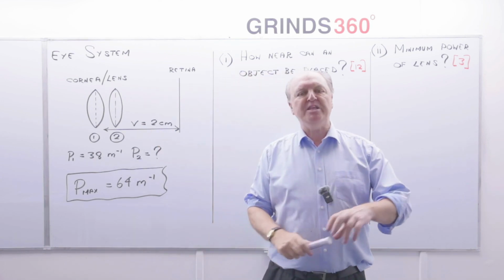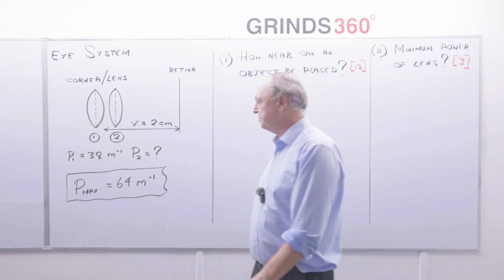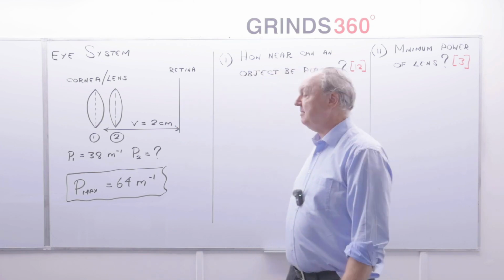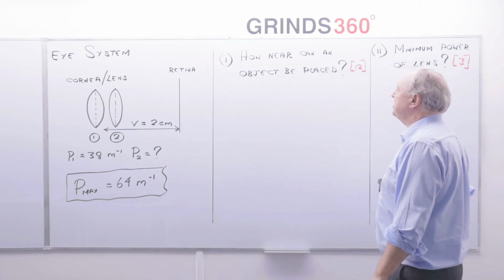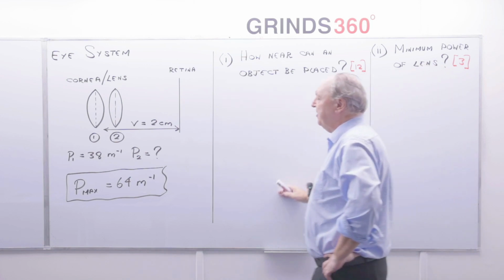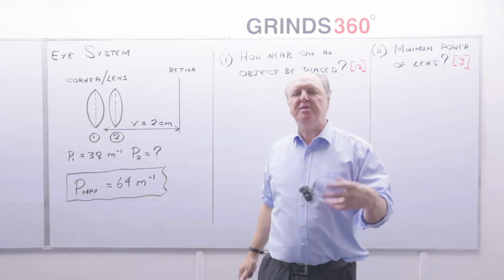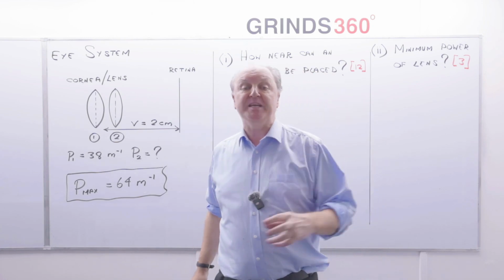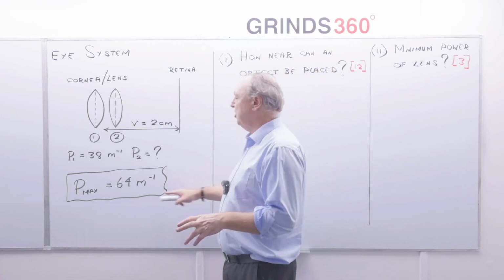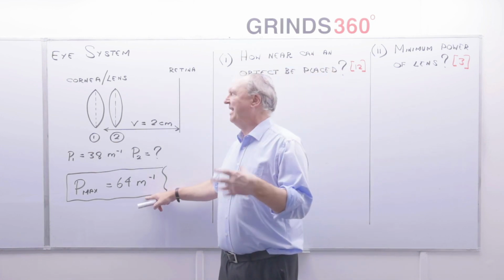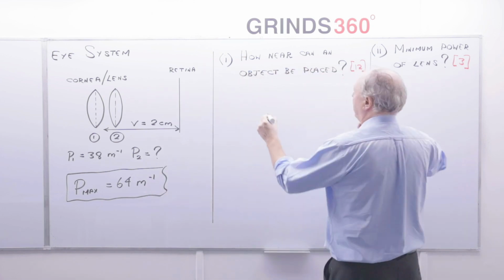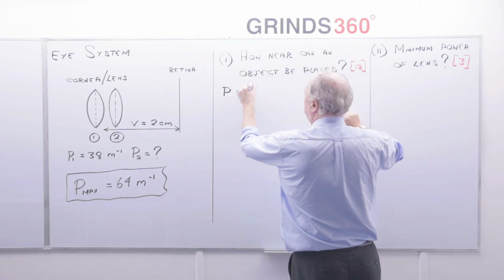They're telling me the maximum power of the entire lens system, P max, is 64 per meter. And what they're asking me to do in part 1 is, how near can an object be placed? In other words, when my lens system is at its maximum power, what's the nearest object I can see and still be in focus? Well, I want to work out the focal length of my lens system when it's at its maximum power. So the first formula I write down is P is equal to 1 over f.